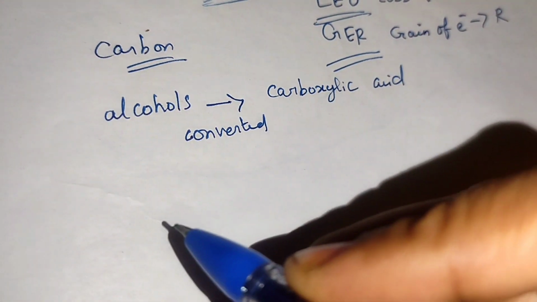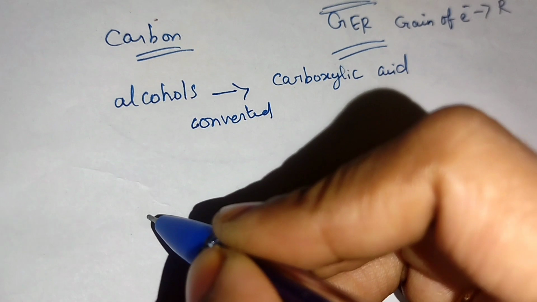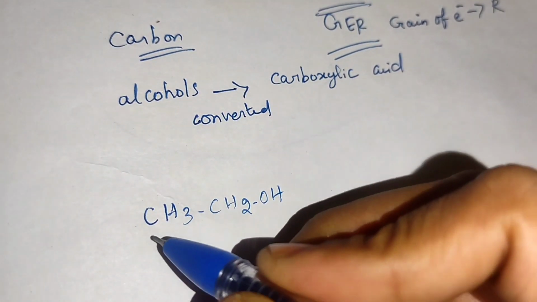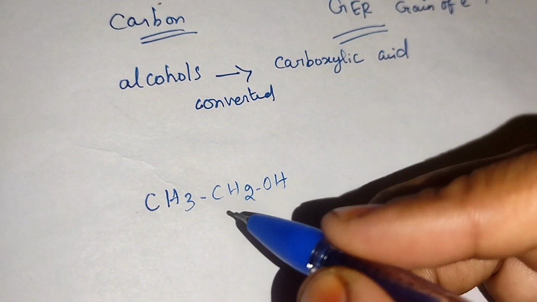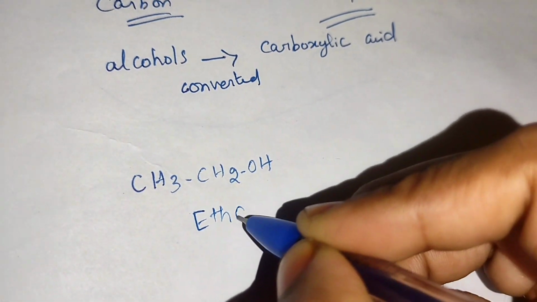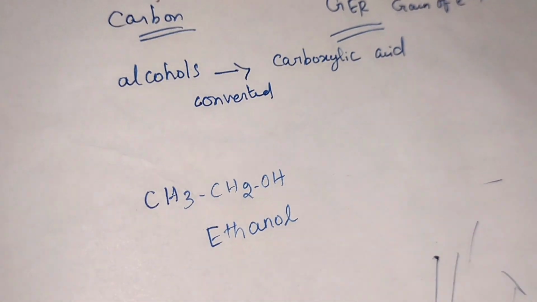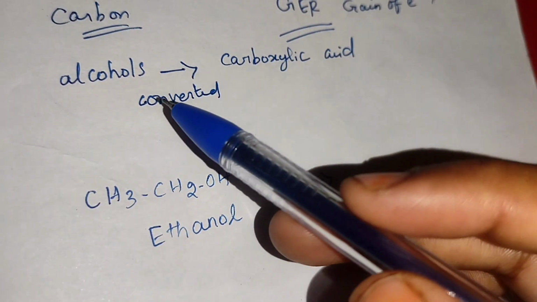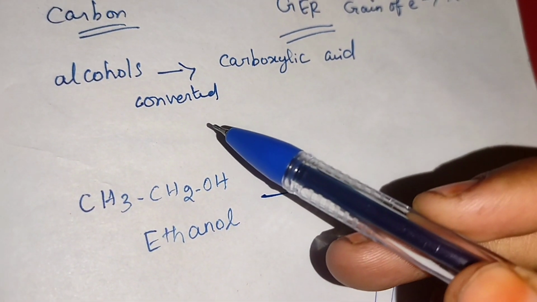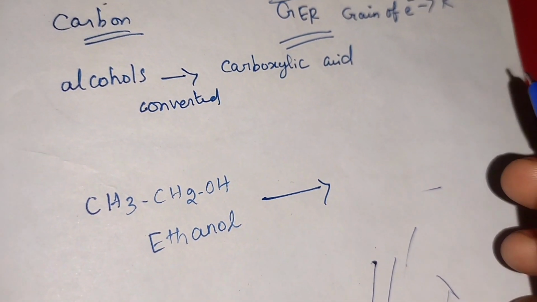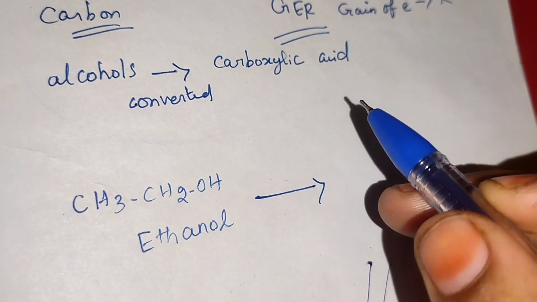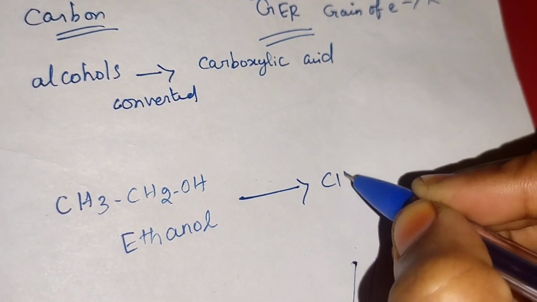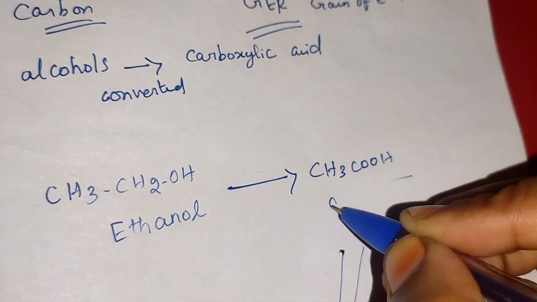Now, ethanol we are taking here. What is the formula for ethanol? CH3CH2OH. Methane, ethane, and here an alcohol group is present. So this is ethanol. And when this ethanol is oxidized, as I said, alcohols are converted into carboxylic acid. The alcohol group is converted into an acid group. Like that, here ethanol is converted into acid. What acid? Acetic acid, CH3COOH.